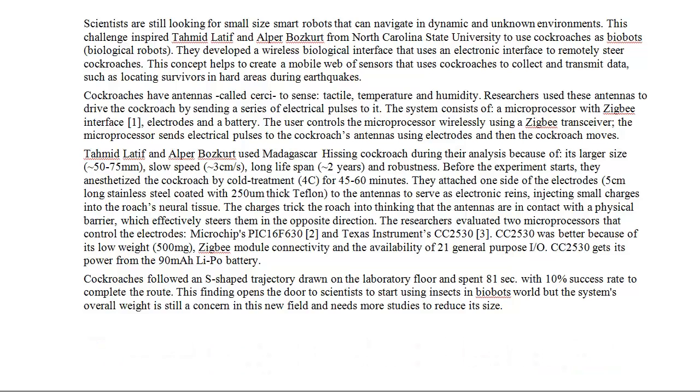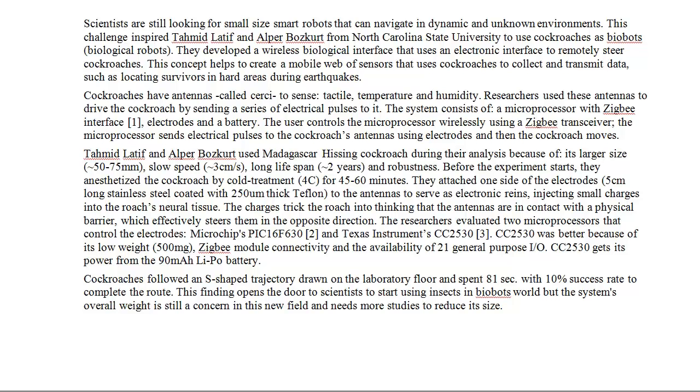So now that you've read through the paper, it's an interesting paper. It's got a cool concept here. We're using cockroaches as biological robots, biobots. So it's got a really nice hook on this paper as well. And I'm just going to go through and edit it again, looking for the overall structure and also editing things line by line. So I'm going to go in and make a few edits here and there.